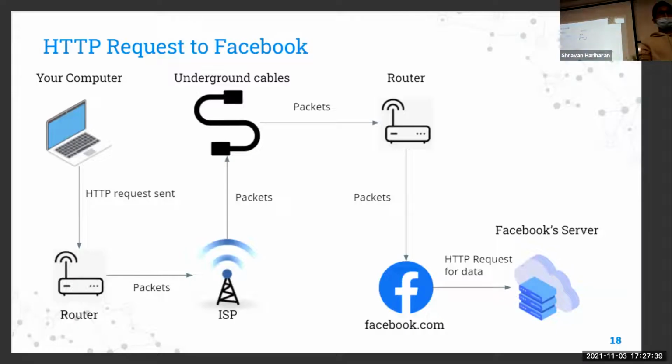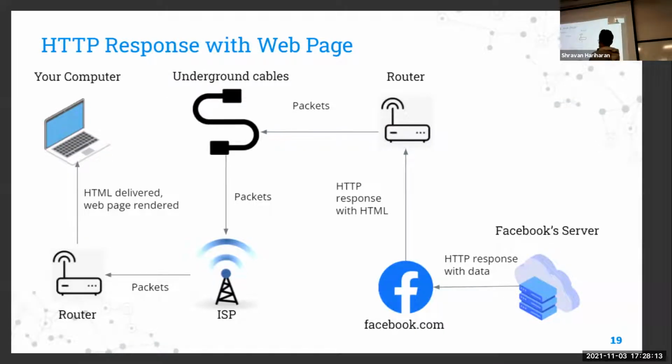So if we want to look at an example, here's what we looked at before, but now we have actual packets being sent. From your computer, if you want to visit facebook.com, if you literally type facebook.com into your browser, this is what's happening under the hood. Your computer will send an HTTP request through the router, through the ISP, through the cables, all as packets, up to facebook.com, and Facebook will request the data that it's storing in its database, and we'll talk about databases later. Then in the response flow, the response is sent all the way back through the router, through the ISP, back to the computer, where the web page is displayed.